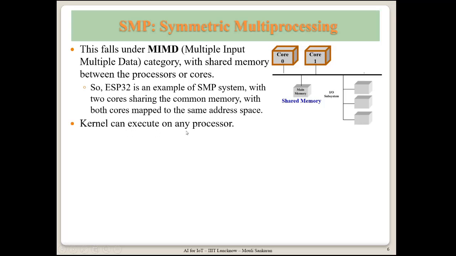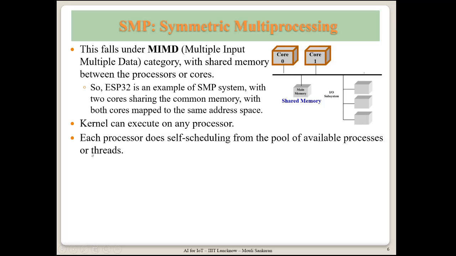Now the kernel can execute on any processor. As I mentioned, create message queue, I can call it from anywhere. Each processor does self-scheduling. Suppose you have a process running here and it gets blocked. Then it needs to schedule another process here, so the scheduler will be called for this processor. Similarly, this core can also execute a process, get blocked, and the scheduler will be called. So the scheduler can be called from either here or here.